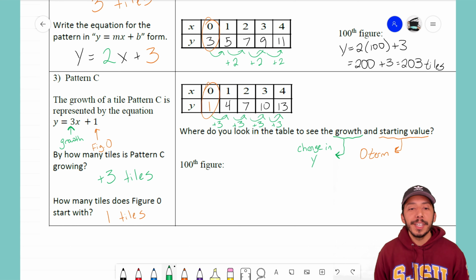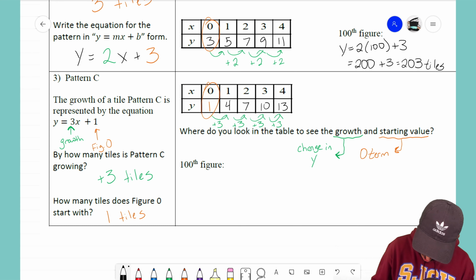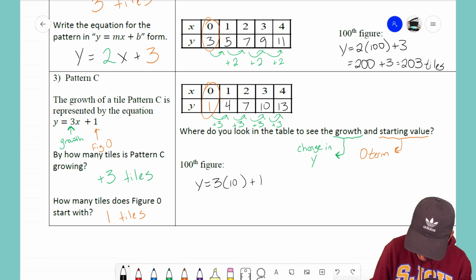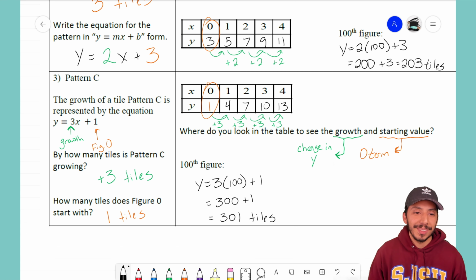Now for the final problem here, we know our equation. I think we can find how many tiles are going to be in the 100th figure. So I'm going to use that equation, y equals 3x plus 1, but instead of using x, I'm going to plug in 100 because we're interested in the 100th tile. Well, y equals 3 times 100. That ends up being 300 plus 1. We know that the 100th figure has 301 tiles.